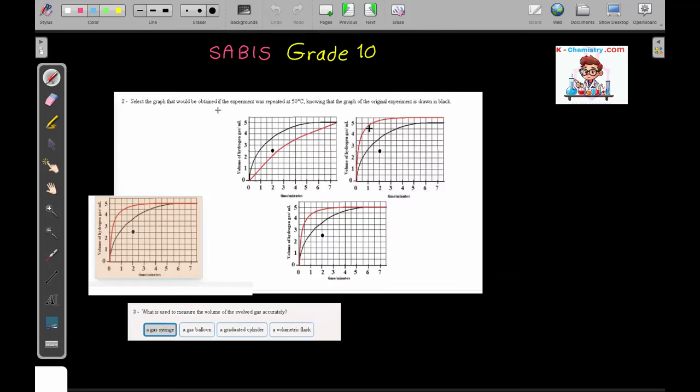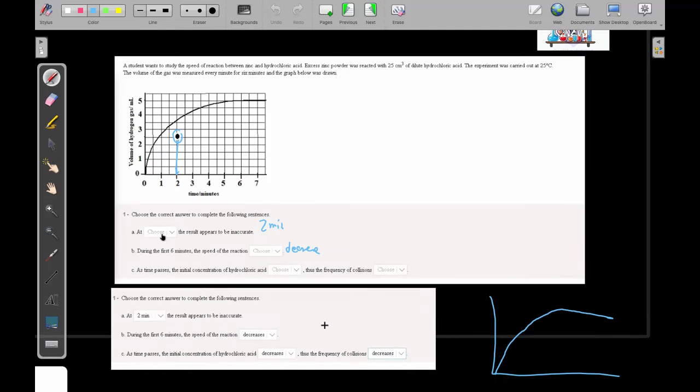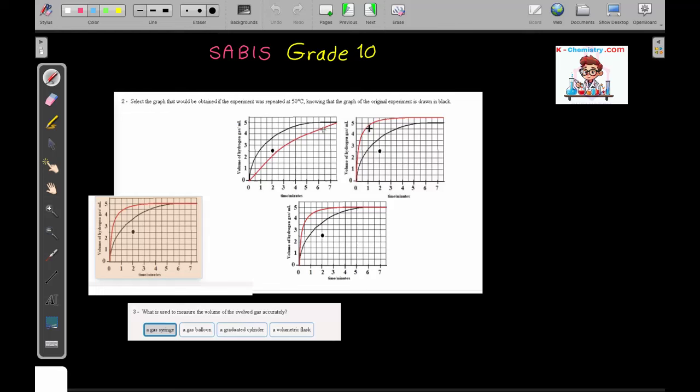Select the graph that would be obtained if the experiment was repeated at 50 degrees. If you make the experiment at 50 degrees instead of 25, this means that the rate of the reaction has increased, and the only thing that will show that it has increased is if the curve is steeper. So here I don't choose this one because it becomes less steep, so I don't choose it. And there are two which become steeper, one which ends at the same place and one which ends at a higher place. We didn't say that we do anything to make the amount more, so it will end at the same place. So this is the one that we choose.